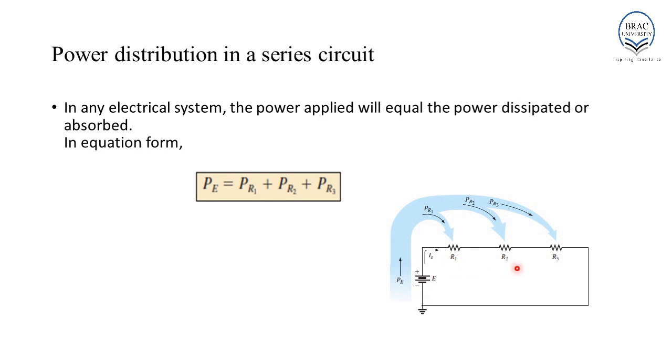R1, R2 and R3. Therefore, the input power will be equal to the summation of the power dissipated or absorbed through R1, R2 and R3. In equation form, that is equal to PE equals PR1 plus PR2 plus PR3.